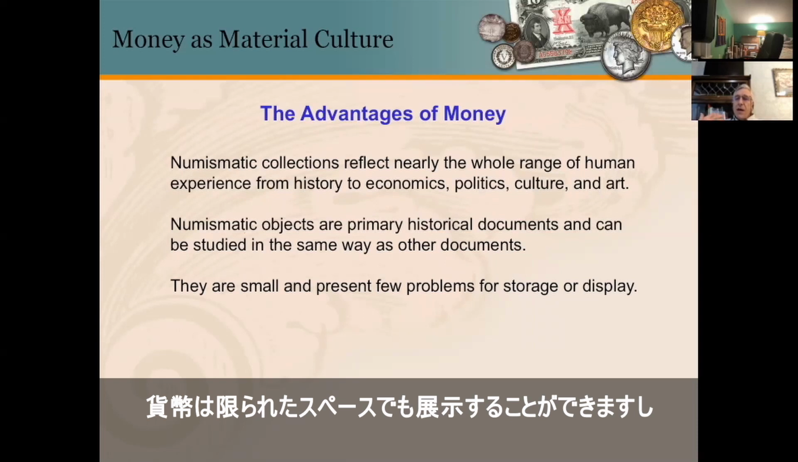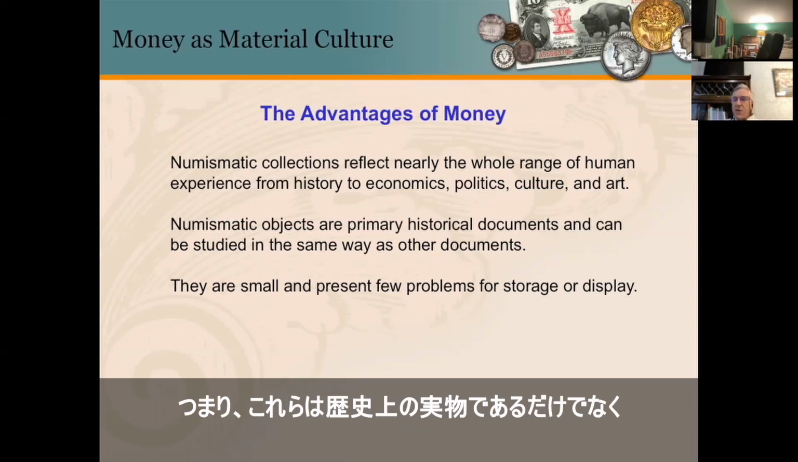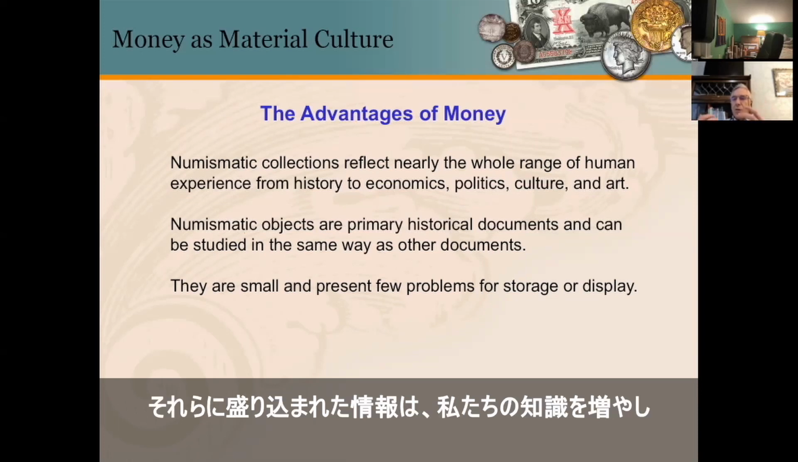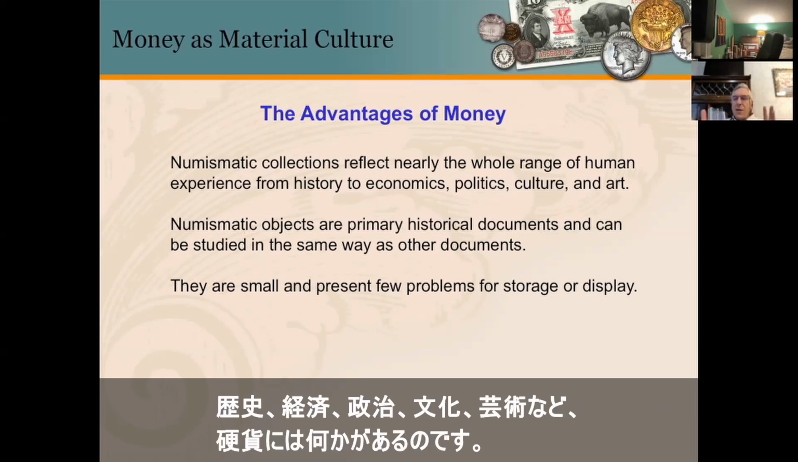Numismatic objects can be displayed in a small space and are primary historical documents which can be used to illustrate many storylines. So not only are these the actual objects from the time, the information they incorporate, aside from their existence and their fabric, can also serve to increase our knowledge and make more interesting stories to use in our exhibits. So from history to economics, politics, culture, or art, coins have something to say, particularly when you combine them in more modern periods with medals and paper money.